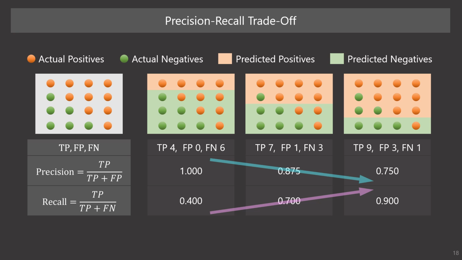It is because the more observations a model classifies as positives, the less likely the model is to overlook actual positives, and therefore the recall will be high. However, by doing so, the model is more likely to falsely classify actual negatives as positive, and therefore the precision will be lower.